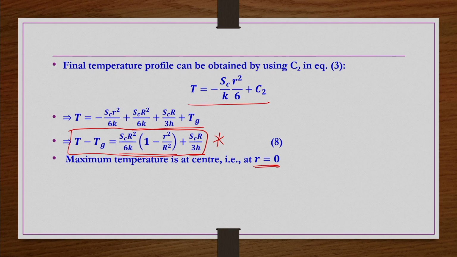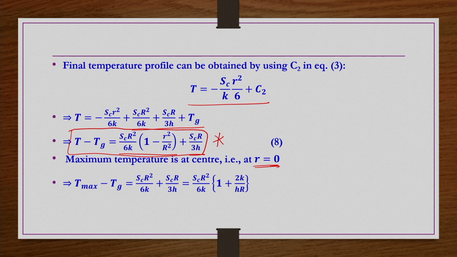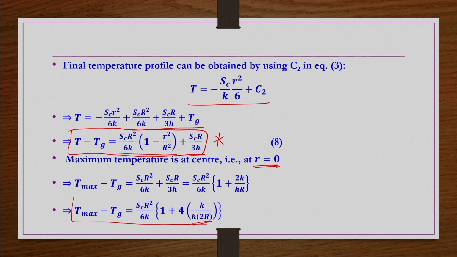Now we have to find out the maximum temperature, which is at r equals 0. In this equation if you substitute r equals 0, you get T_max minus T_G equals Sc capital R square by 6k plus Sc capital R by 3h. If you take Sc capital R square by 6k common, you get multiplied by (1 plus 2k by hR). This is in the form of the inverse of the Nusselt number. So, you can write 4k by h(2R). This is nothing but the inverse of the Nusselt number. So, this is the maximum temperature at the center of the catalyst pellet.